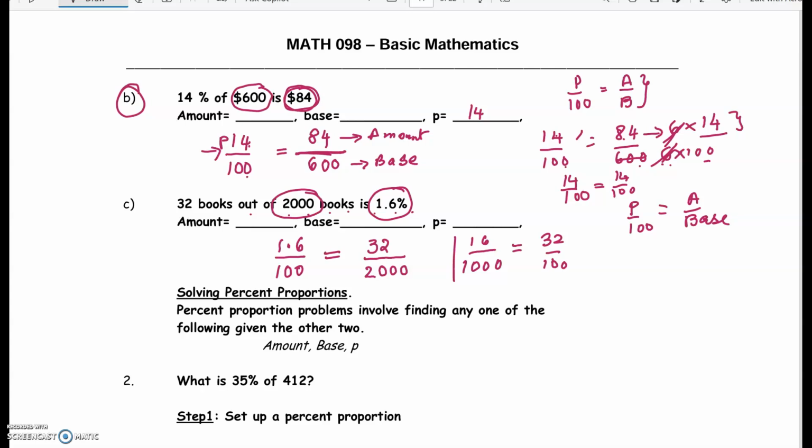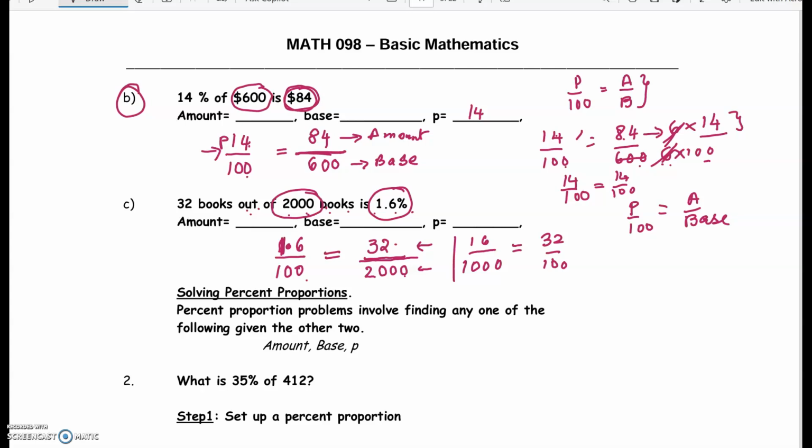1.6%, 32 books out of 2,000. So 32 books out of a total of 2,000. The 2,000 is the base, 32 is the amount, and that is equal to 1.6%. 1.6% is 1.6 over 100. Now I simplify both sides. That's another way. Instead of cross multiplying, we could just simplify both sides.